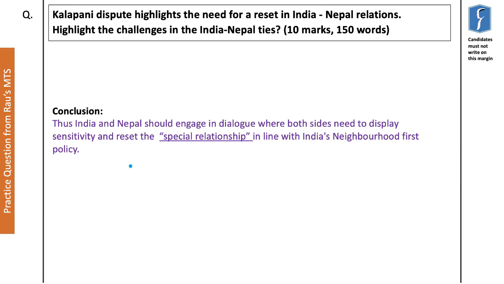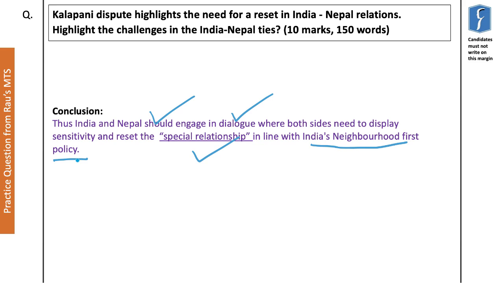So as we have seen that there are various challenges in the India-Nepal relations, and that is why India and Nepal should engage in dialogue where both the sides need to display sensitivity and reset the special relationship in line with India's neighborhood first policy. And we note that neighborhood first policy is an important plank of India's foreign policy. And our Prime Minister has been pushing for this neighborhood first policy, and accordingly, Nepal becomes an important partner, and as such, India should focus on resetting the ties between India and Nepal.